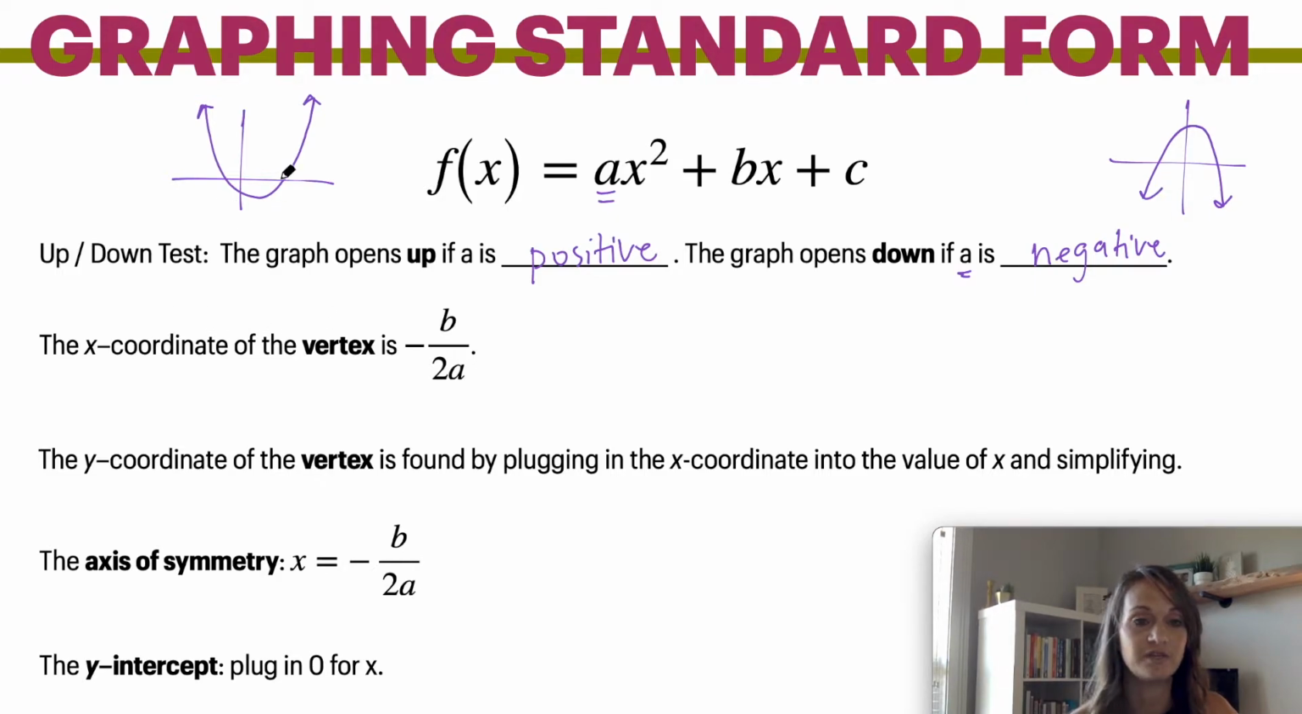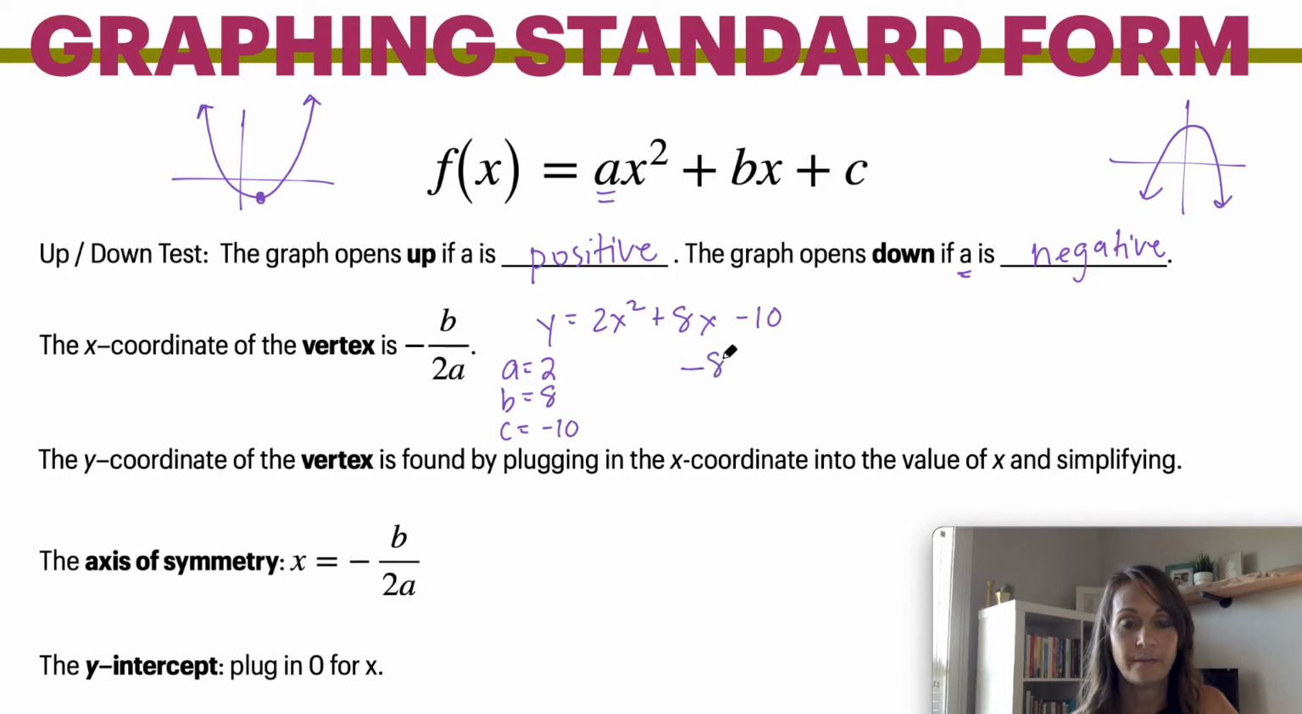The x coordinate of the vertex, which is the minimum or the maximum, you are going to find using the formula -b divided by 2a. For example, if we had y equals 2x squared plus 8x minus 10, a is 2 in this case, b is 8, and c is -10. The vertex would be -b, b is 8, divided by 2a. So you would have -8 over 4, which is -2. That is the x value of the coordinate point of the vertex.